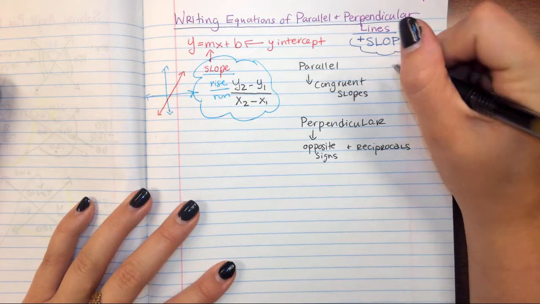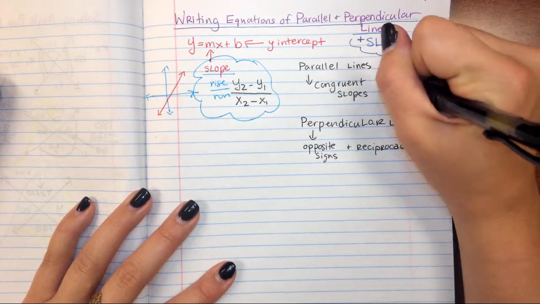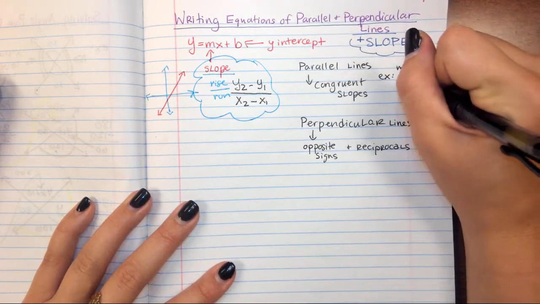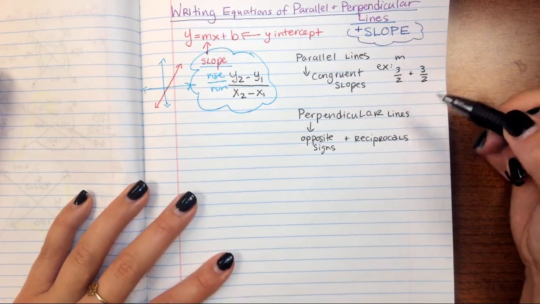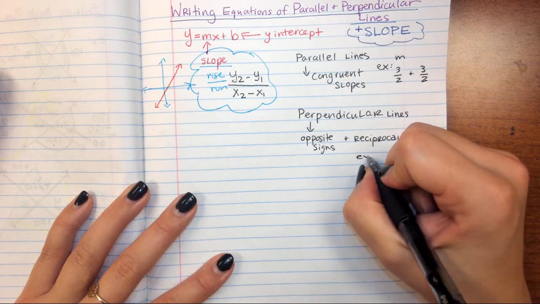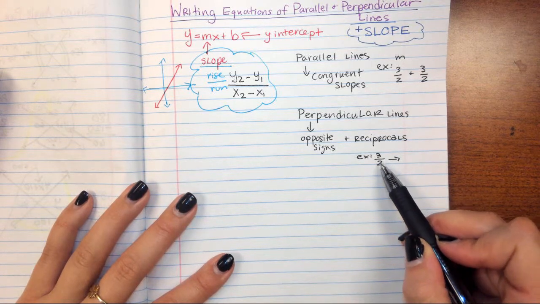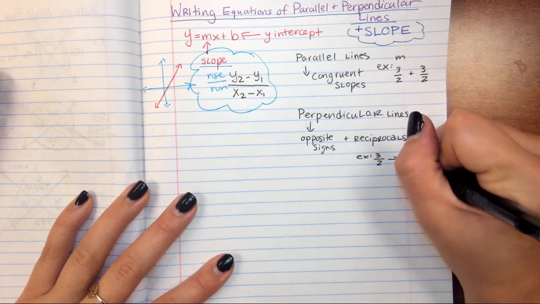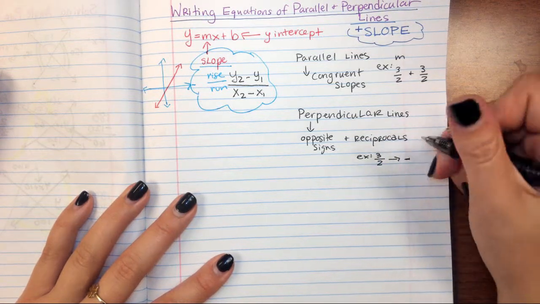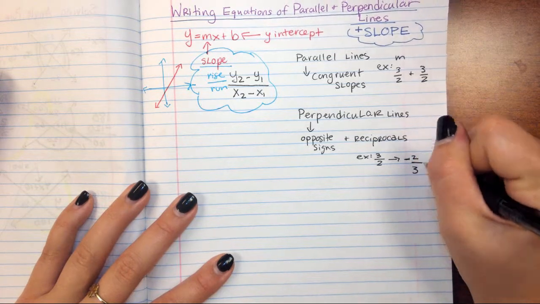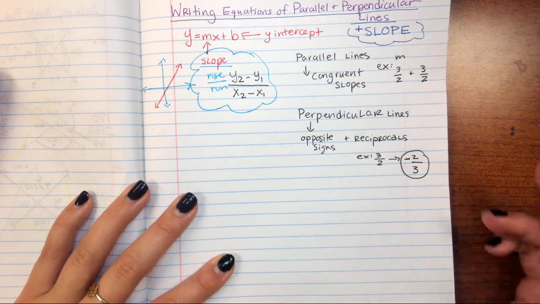Example of parallel slopes, and we'll make sure we label these lines so you are not confused. Slopes would be, for example, 3 over 2 and 3 over 2. These lines have the same slope. An example of perpendicular lines, if I gave you that same slope, 3 over 2, you would first have to change the sign. So since this is positive, your perpendicular slope would be negative. And since this is 3 over 2, we're going to flip it over. We're going to get the reciprocal, and it would be 2 over 3. That would be our new slope. So you flip it over, and if it's positive, it would become negative.